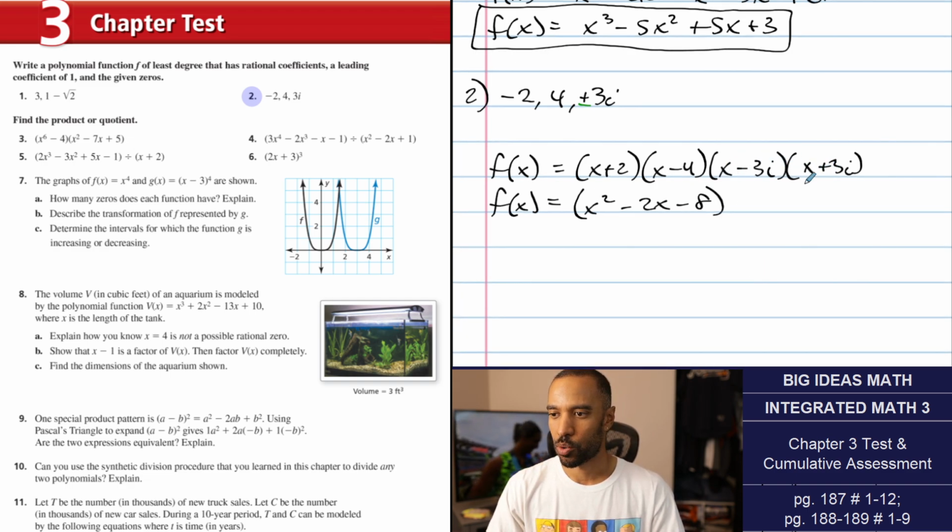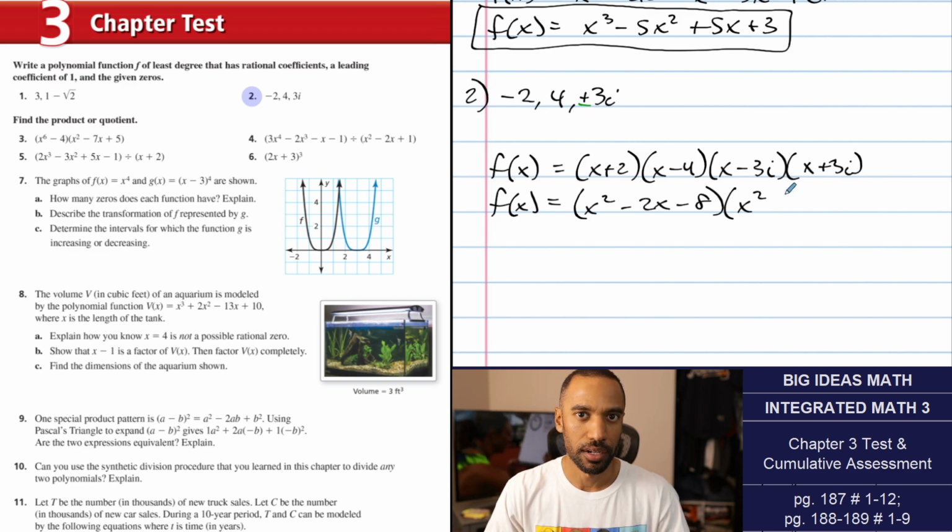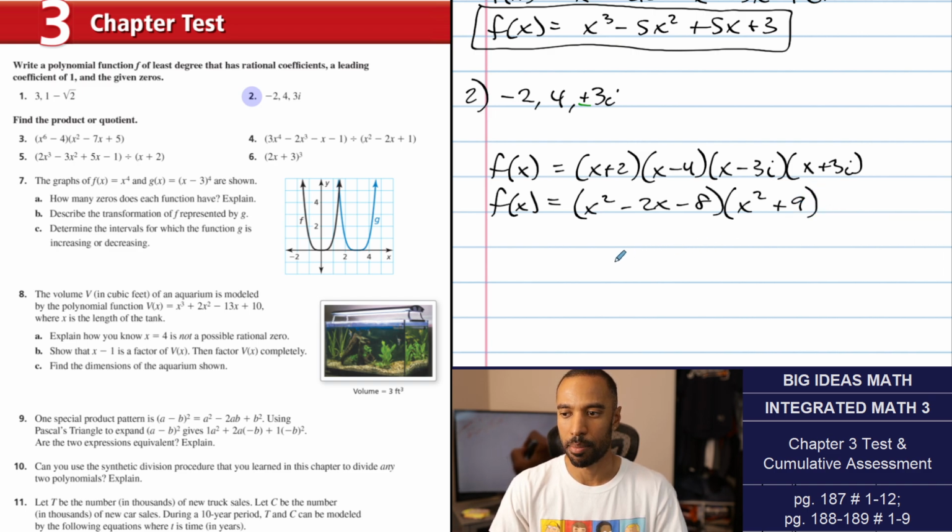Then this becomes an a squared minus b squared case. Now x squared is here, minus 9i squared. i squared is negative 1, minus negative 9 is plus 9. So it's a sum of 2 squares, really. Let's distribute the x squared into these 3 terms first.